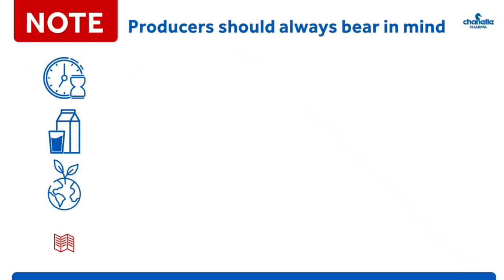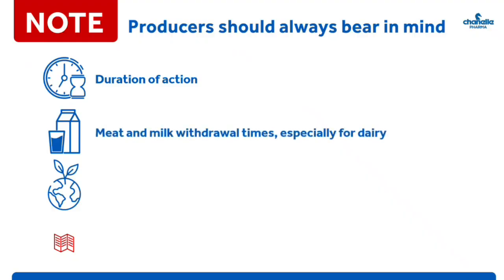When selecting and using products, producers should always bear the following in mind as well. Take note of the duration of action of the active that you're using. Also take careful note of the meat and milk withdrawal times, especially important in the dairy industry, as many of the products we will talk about cannot be used in milking cows. There are environmental considerations too. Many of the actives that we use can be harmful to aquatic life, for example, so all efforts should be taken to minimize contamination of waterways and general environmental contamination.